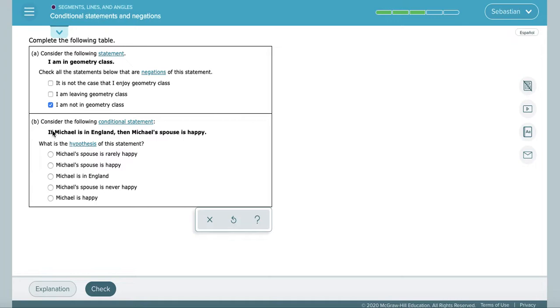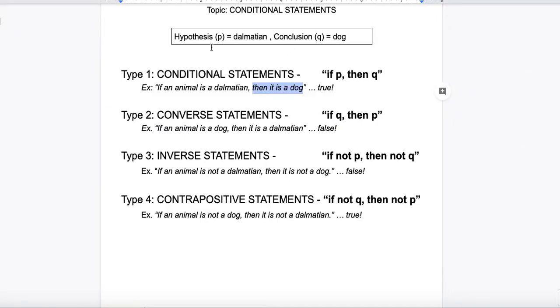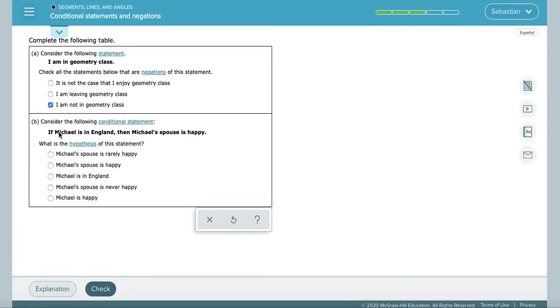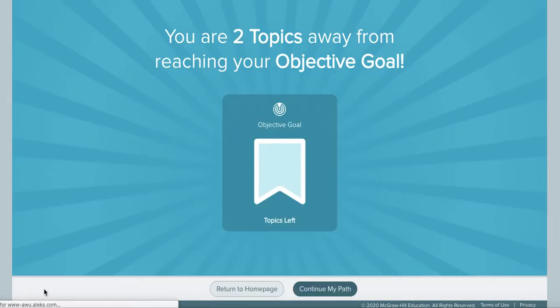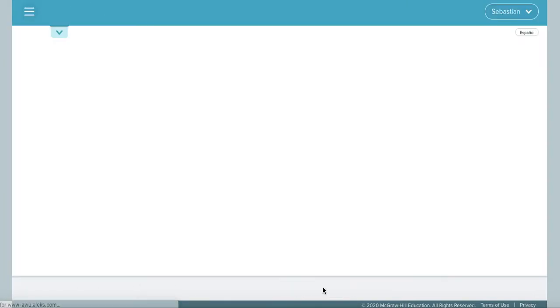Now, conditional statement, right? If Michael's in England, then Michael's spouse is happy. It's kind of a funny statement. The hypothesis, remember, is always the beginning part. It's before the comma. So Michael is in England would be your hypothesis. The conclusion is the second part: Michael's spouse is happy. Okay, so let's check this. Let's cross our fingers. All right, we did it. Okay, let's move on.